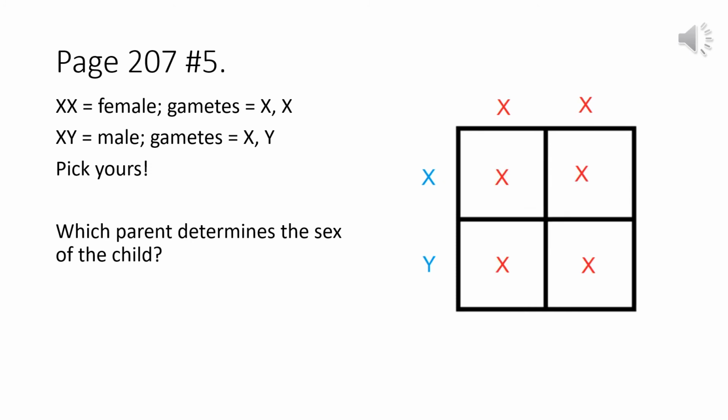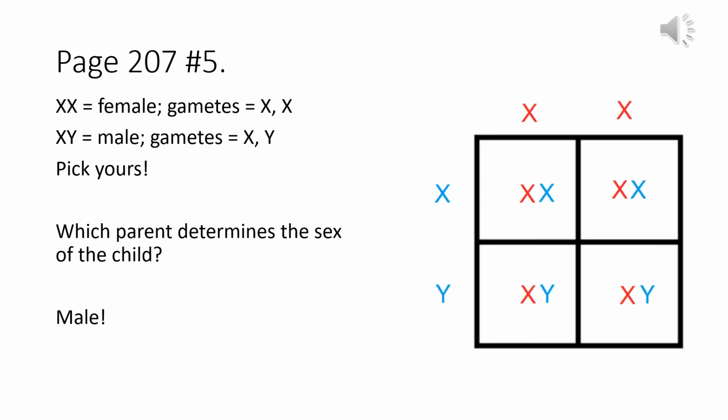If we've got our red X's along the top and our blue XY along the side, you pull the red X's down, nothing changes. The female can only give an X chromosome. There's really nothing to distinguish the sex of the child. Ladies, all we can give is an X chromosome.